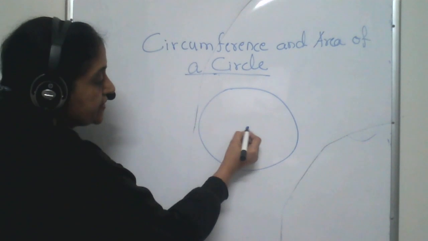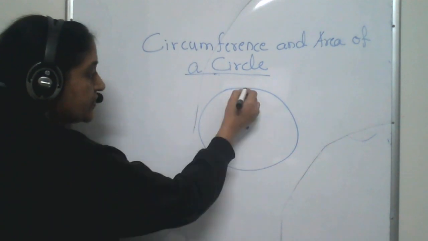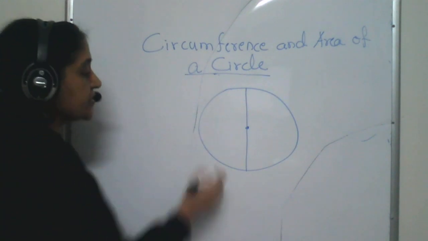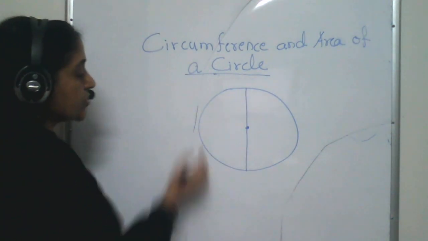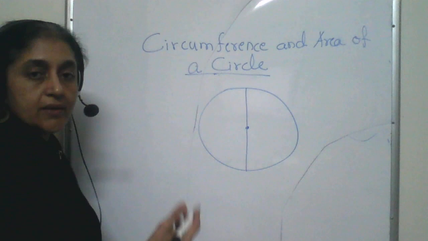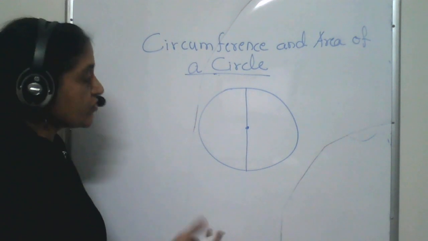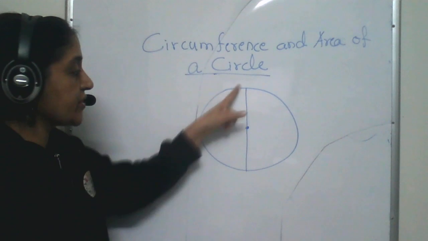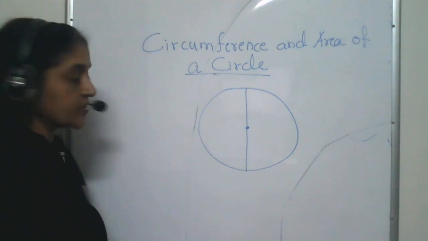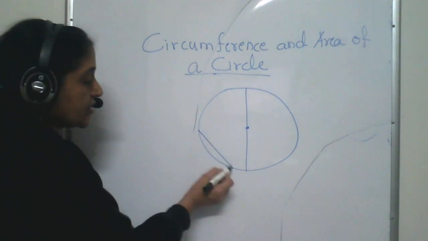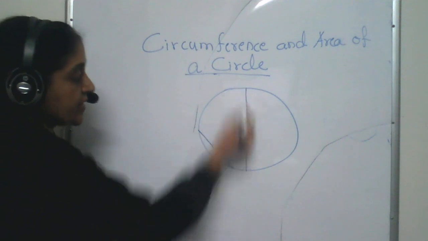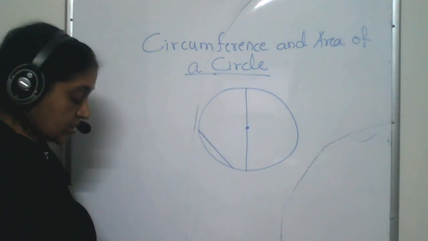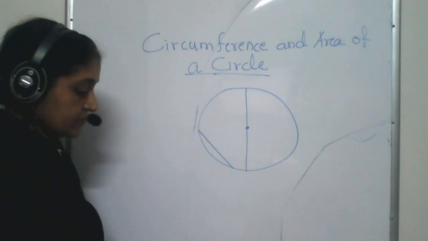Circle has a center, and if a line is passing through the center, that is called a diameter. Diameter is also a chord because the definition of chord itself says that the chord is the line segment which joins two points on the circumference. So this also can be called a chord. This is also a chord. Diameter is the biggest chord.